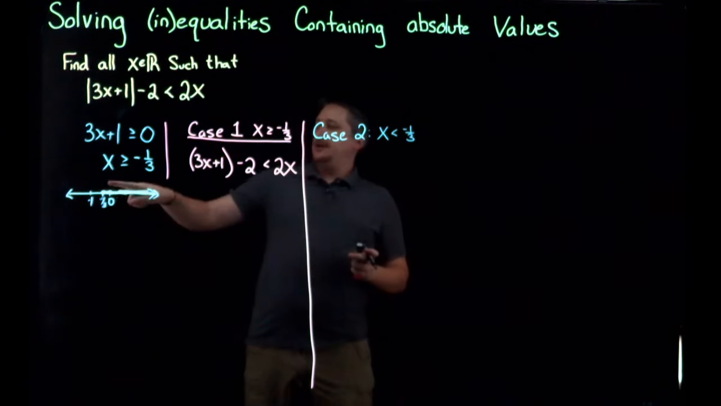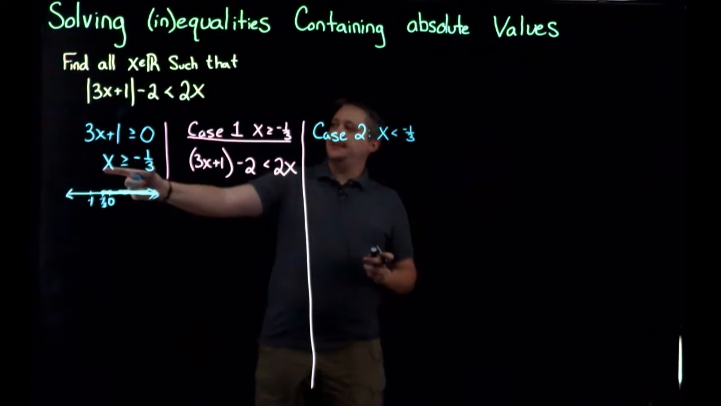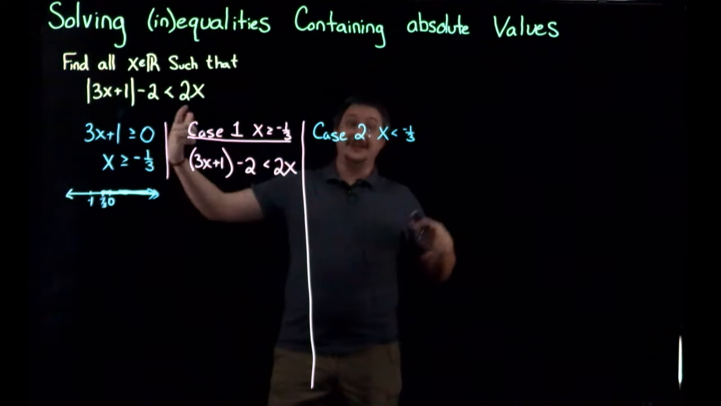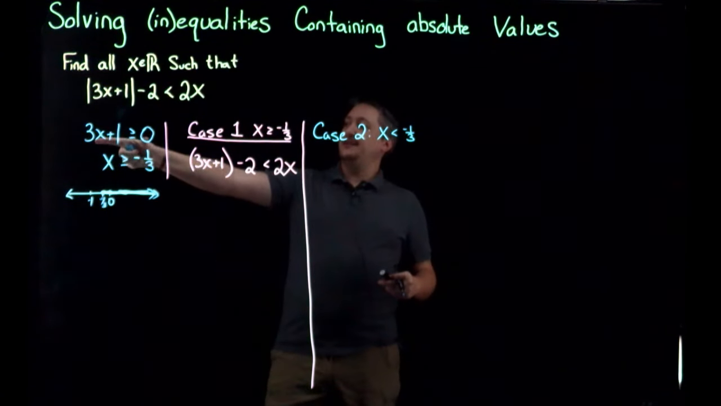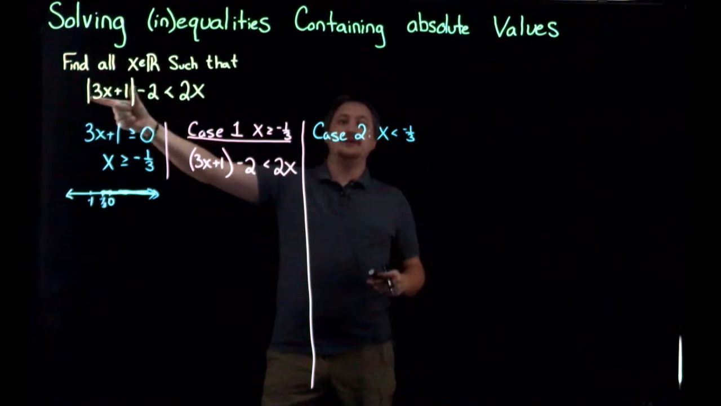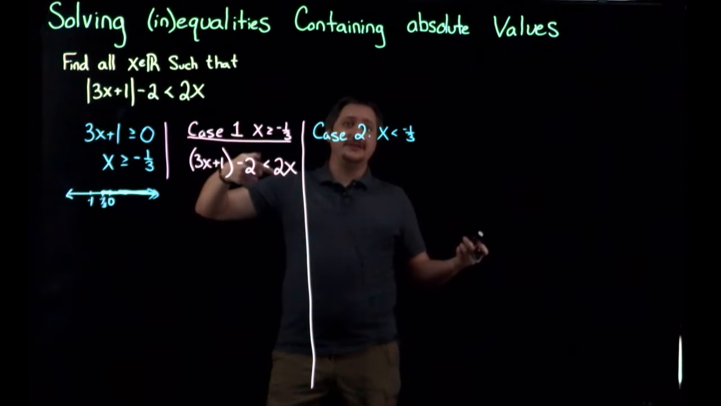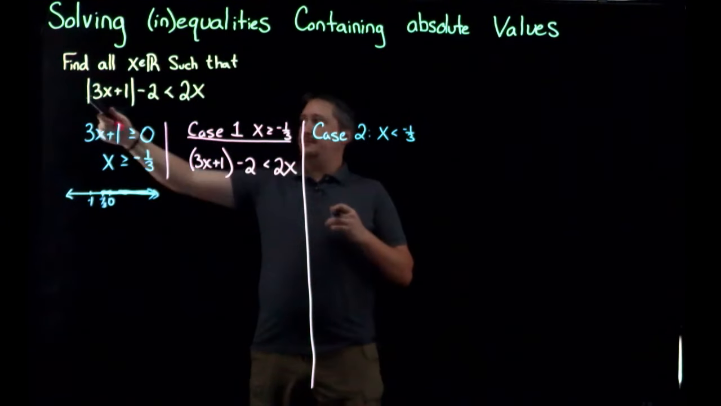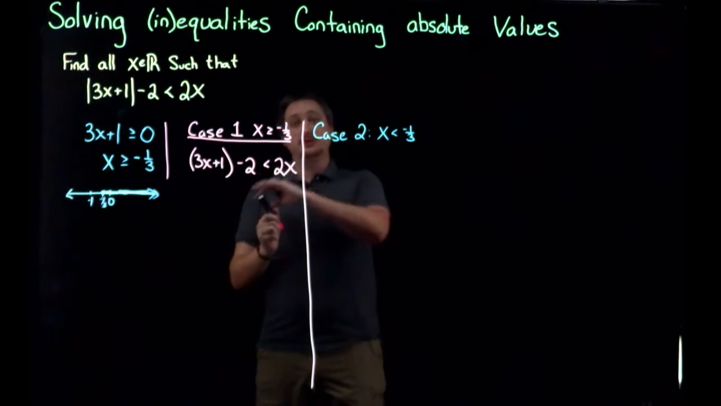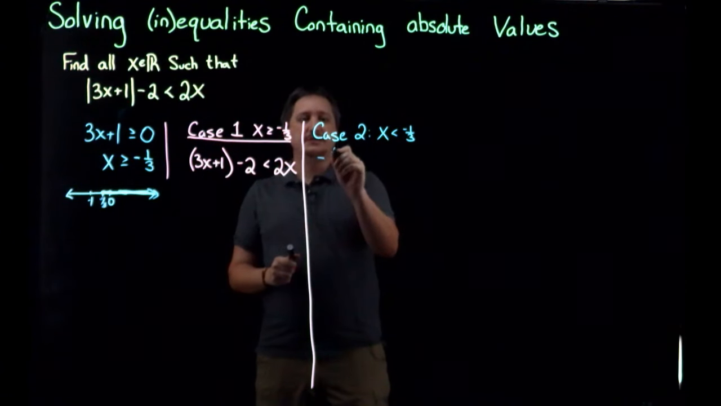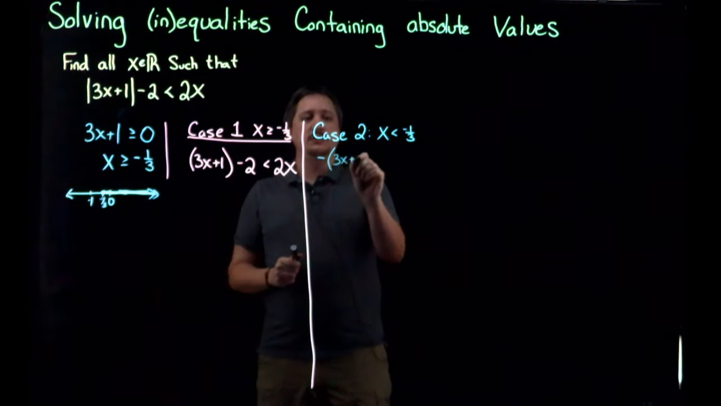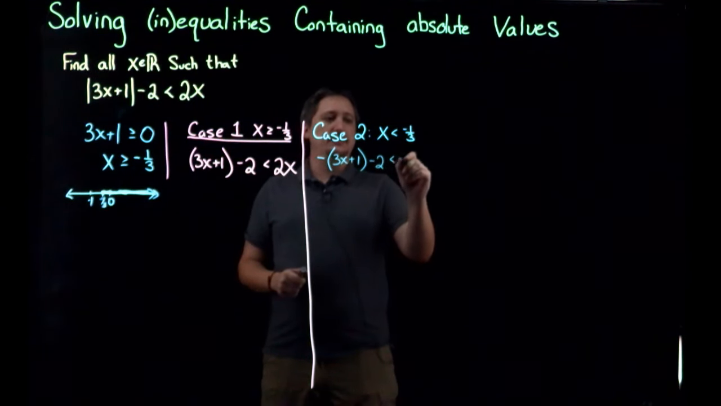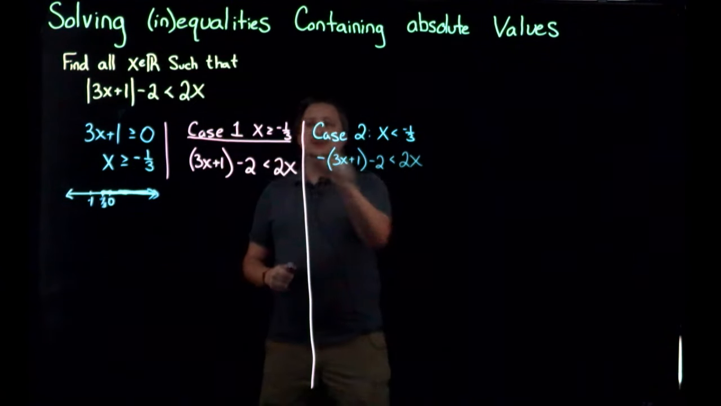And in that case, when I'm to the left, specifically when I'm in the situation where the inside of the absolute value is negative, that means the absolute value flips the sign. We talked about that in the analytic video. If you don't remember, go check that again. But that means that I'm going to replace the absolute value with parentheses, but put a negative in front. So I have negative (3x plus 1) minus 2 less than 2x. So I have two cases here.